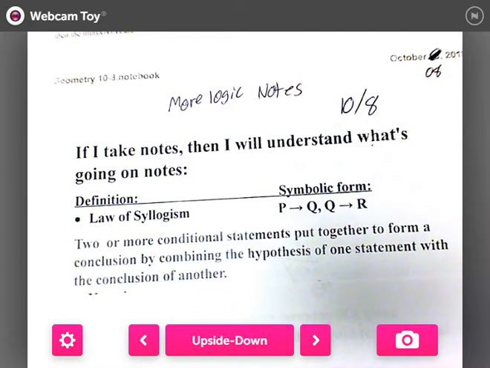So law of syllogism, an example could be like, if this is a pen, I can write with it. If I'm writing with something, then I know how to write. So if I'm using a pen, then I know how to write. That wasn't the best example I've come up with, so I'm not going to write that down. All right.